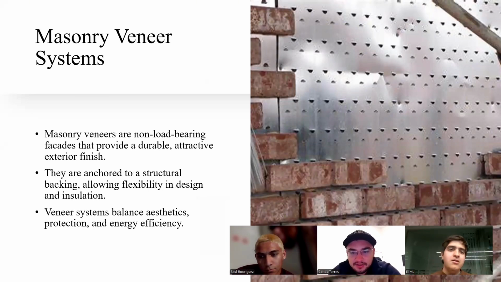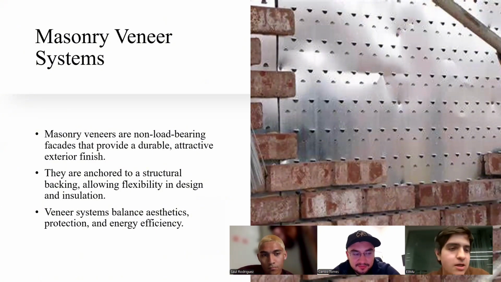Okay. Masonry veneer system. The masonry veneer system serves as a non-structural cladding system that provides aesthetic appeal while offering durability and some protection against environmental factors. These systems commonly use materials like bricks, natural stone, and manufactured concrete units.